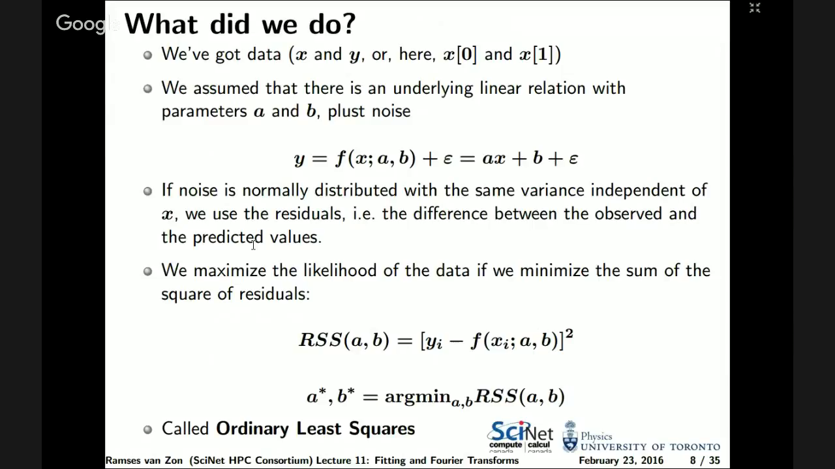So what did we do? We had data, XY, or it's called X0 and X1 in this case. We had some sort of model, in this case, a linear model, where we say, OK, there's going to be some noise. Assume that there's some noise. We don't know exactly what it is. If it's normally distributed, that's sort of the model of the data. We maximize the likelihood by taking the sum of squares. So we take each data point minus its fitted value, this f, and we square that. But the fitted value depends on the parameters. And then we minimize this, the sum of these residuals. And that gives us our AB value. Make sense? So this is called ordinary least squares because it's the simplest thing you can do. And you're making these squares as small as possible.